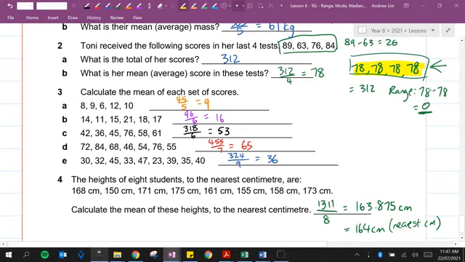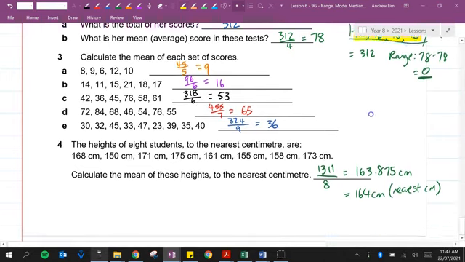Alright, question 3a. The mean is 9, because the total divided by the number of scores is 45 over 5, which is 9. B, the mean or average is 16. C, the mean or average is 53. D, the mean is 65. E, the mean is 36.